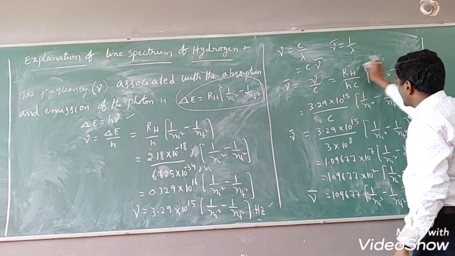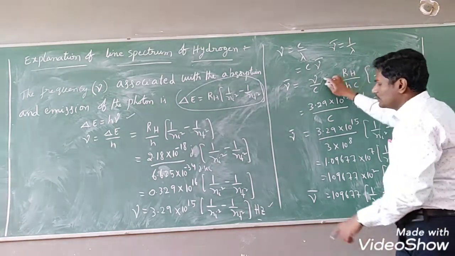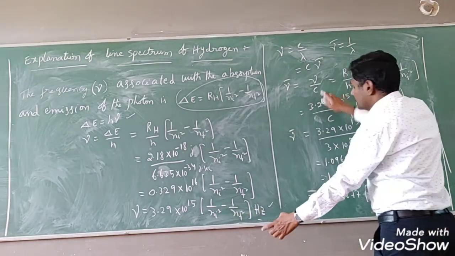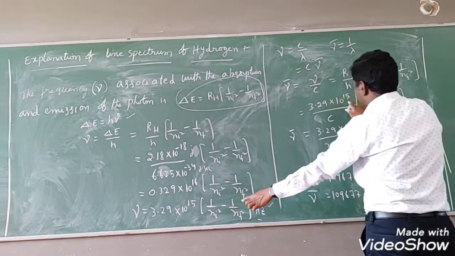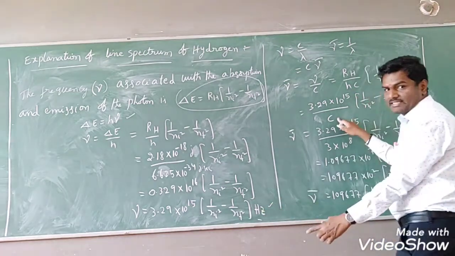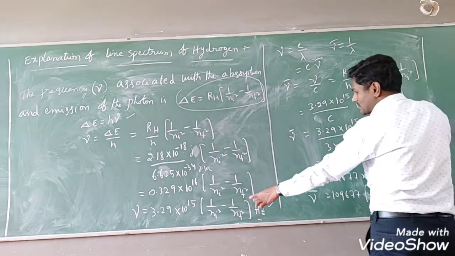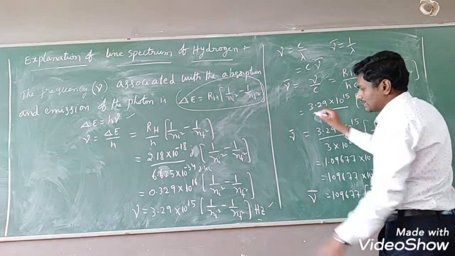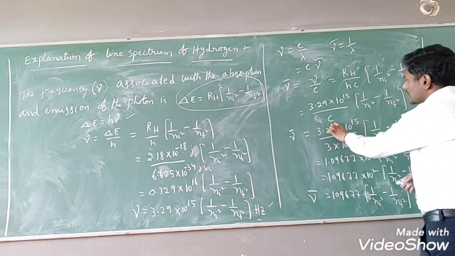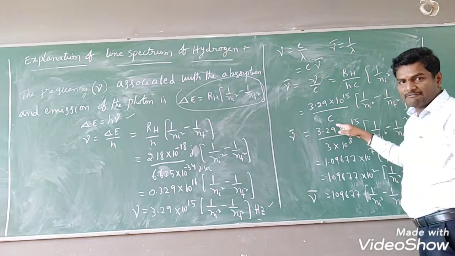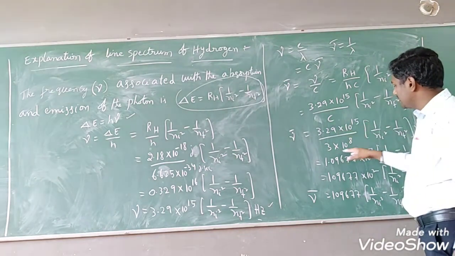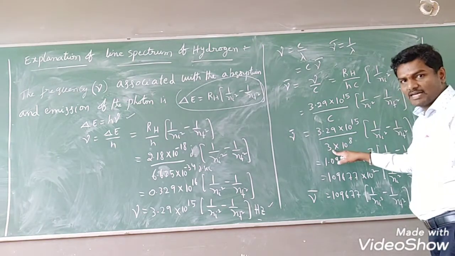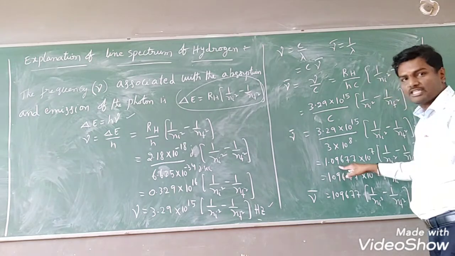Got it? Or else, instead of taking this, you can substitute the nu value directly. The nu value we already got, you substitute directly here. Nu value is 3.29 × 10^15 divided by c, times 1/Ni² − 1/Nf². That term I have substituted here, right? The c value you know, the speed of light, a constant, 3 × 10^8. 3.29 divided by 3 is how much? If you do it, you will get 1.096.